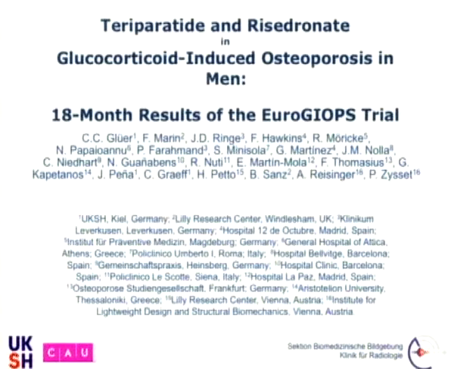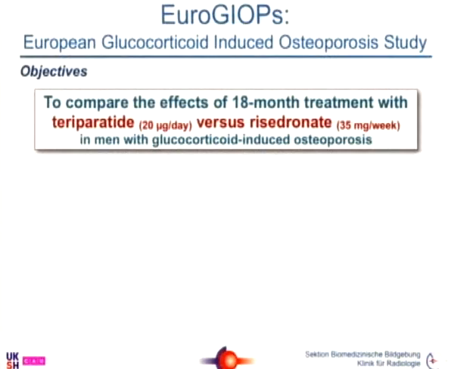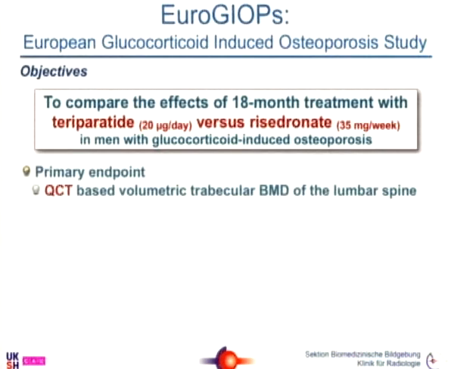Now, in the second half, let me go to the specific study that shows, again, the potential on the one hand of the imaging technology and on the other hand of our new and interesting drugs. So these are reports from the EuroGeop study, which I presented this year at the ECTS. The objective of this study was to compare the effects of 18-month treatment with teriparatide compared to risedronate. And the study group consisted of men with glucocorticoid-induced osteoporosis.